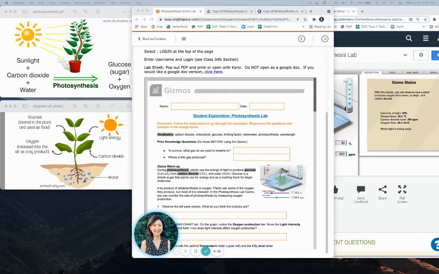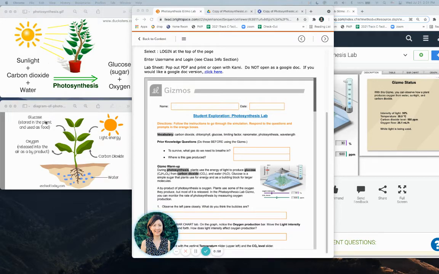This picture shows that kind of in reverse, but the plant is making glucose for its own food. So we don't really have to feed plants, they can make their own food. And as they're making glucose, oxygen is a byproduct that's released into the air. So the more glucose they make, the more oxygen is released. And so that is photosynthesis.